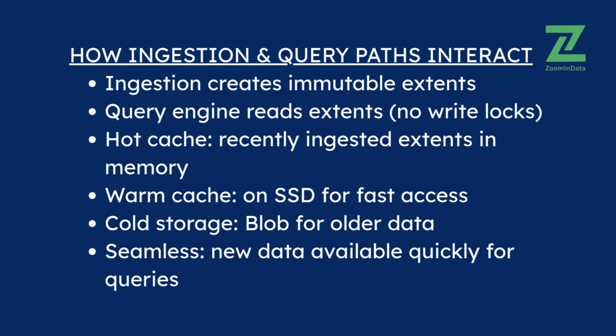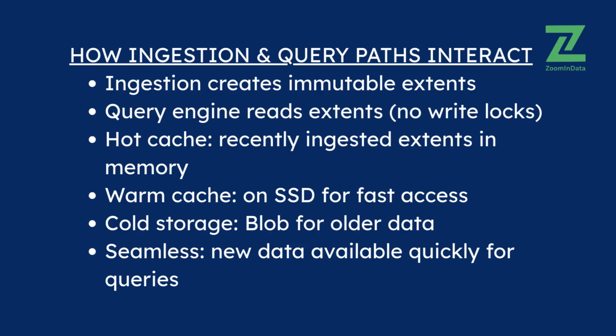How the two paths work together. Ingestion keeps creating new immutable extents without touching existing ones. Queries read from those extents without any write locks, no interference. Freshly ingested data goes into the hot cache, in memory. Older but recent data goes into warm cache, SSD, and everything else stays in cold blob storage.